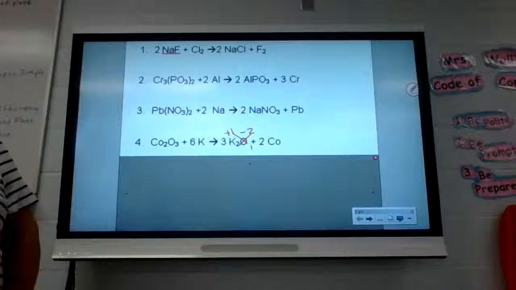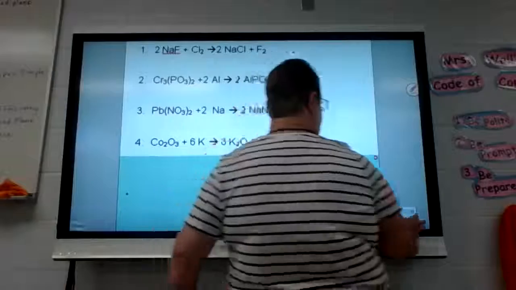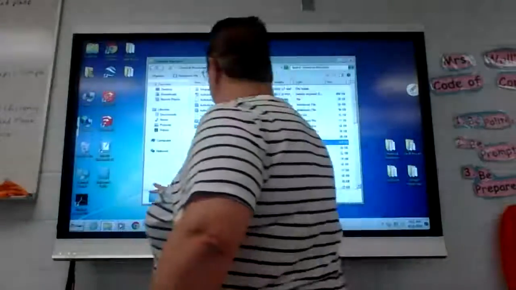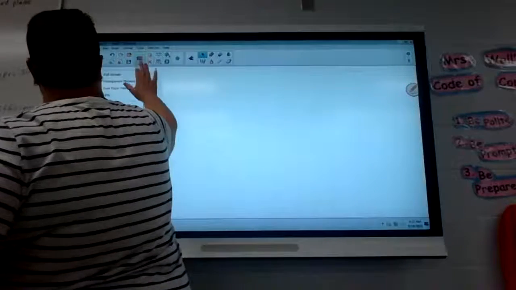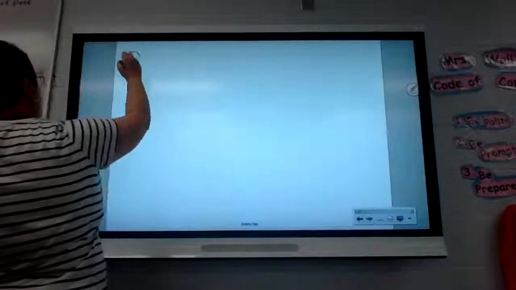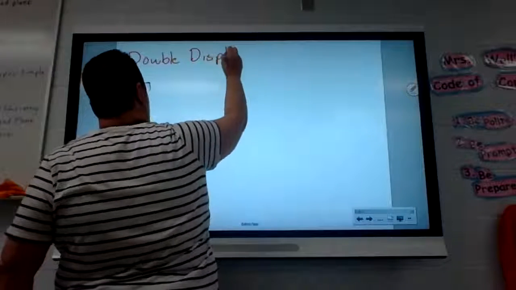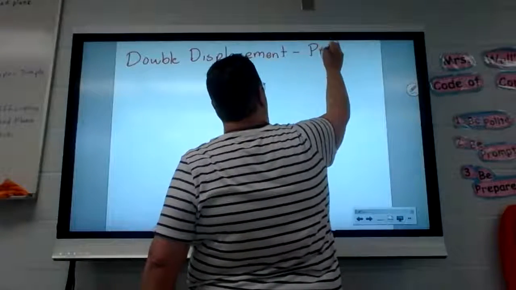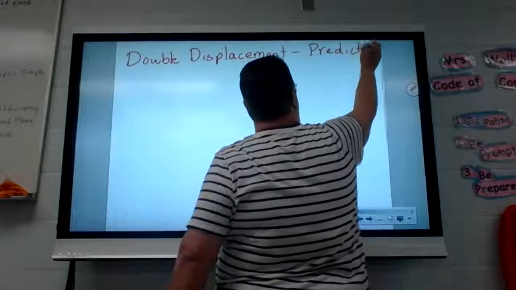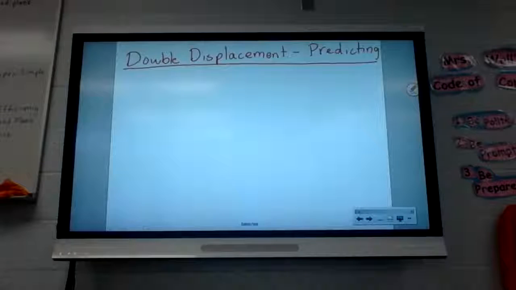Anybody else? Question? No? Okay. I'm just going to minimize this for the time being because we will need it. And pull that back up. All right. So we're going to talk double displacement. So for those of you who like titles, now we're going to do predicting again. We're going to do it with double displacement.